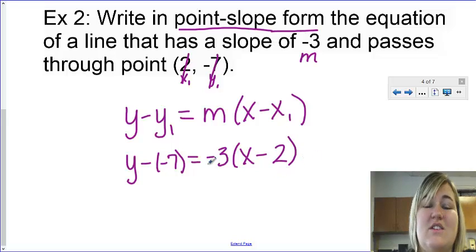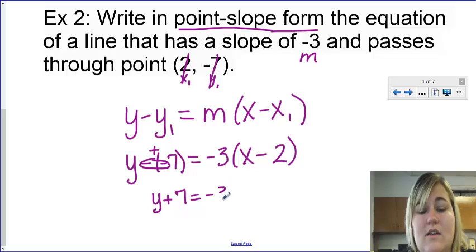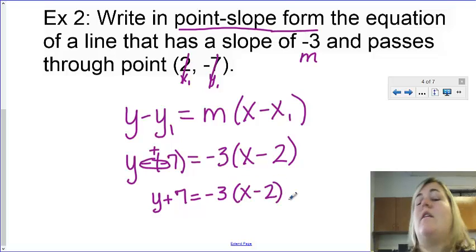Now the only thing that I need to do to simplify this is I don't ever want to show this double negative, so I'm going to change it to a positive. So I have y plus 7 equals -3 times the quantity of x minus 2. This is my final answer.